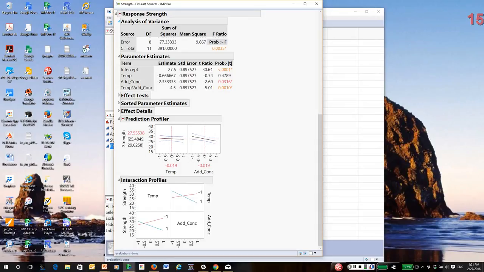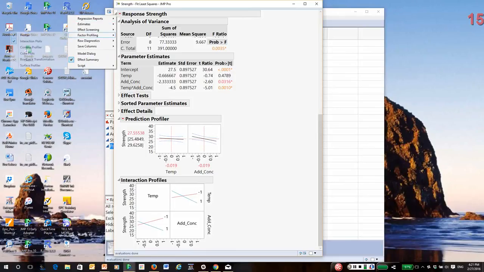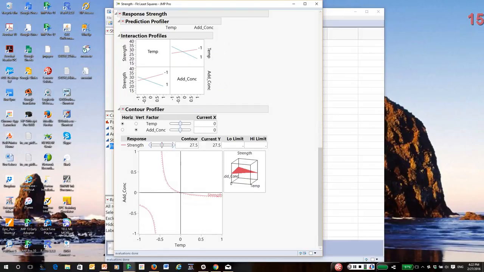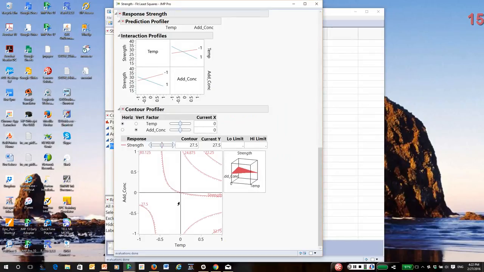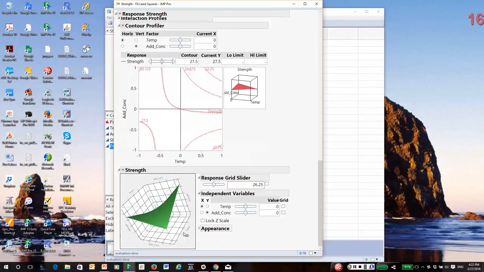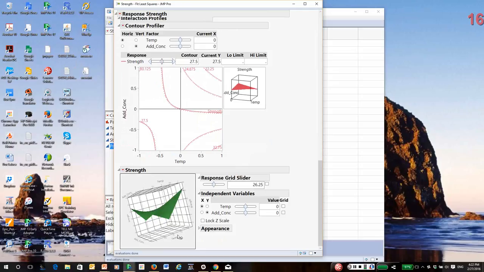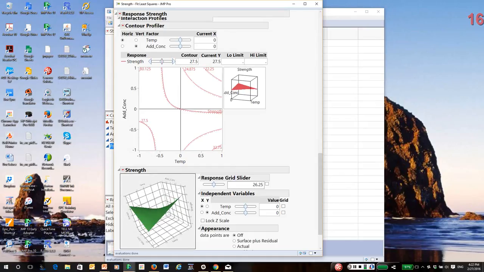And then finally, one other graphical display that I like, or actually a couple. One is the contour profiler. And in the contour profiler, in that report menu, I would select contour grid. Okay, and this gives you a top-down topographic map of what the response surface looks like. And then finally, the factor profiling surface plot gives you a nice 3D view. So there's a 3D view of the response surface, and it looks a bit like a saddle. In fact, we often just call it a saddle system. And that saddle shape comes from the interaction which warps the response surface.